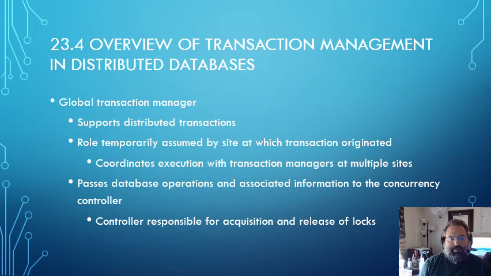23.4 is an overview of transaction management in distributed databases. Sometimes you have a global transaction manager. It supports distributed transactions. The role is temporarily assumed by the site at which the transaction originated. It coordinates execution with the transaction managers at multiple sites, and passes database operations and associated information to the concurrency controller. The controller is responsible for acquiring and releasing all of the locks.